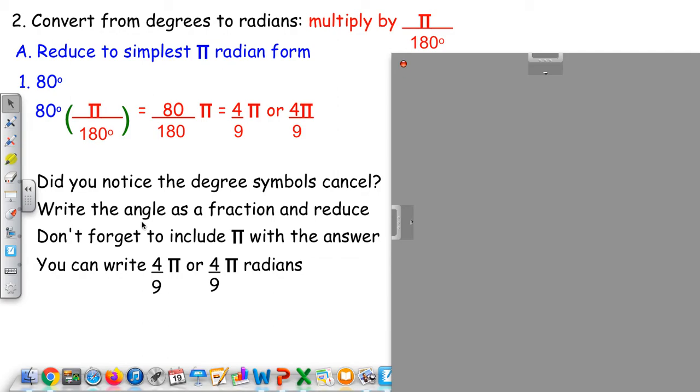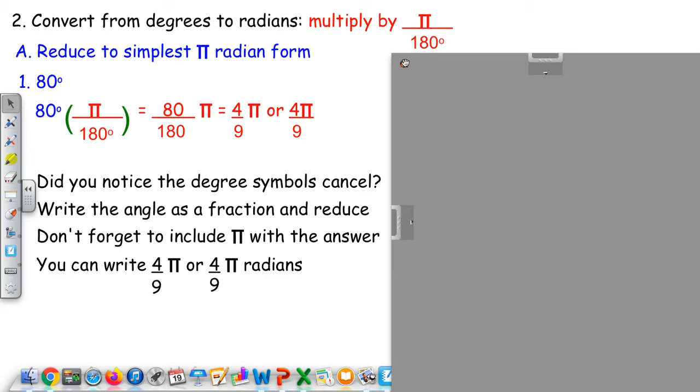So write the angle as a fraction and reduce. Don't forget to include pi with the answer. And I can write this as just 4 over 9 pi or 4 over 9 pi radians. Again, remember, radians is a unit that it's optional for you to write, just like positive 3 is optional to write that plus sign. It's understood with or without that this is in radian form.